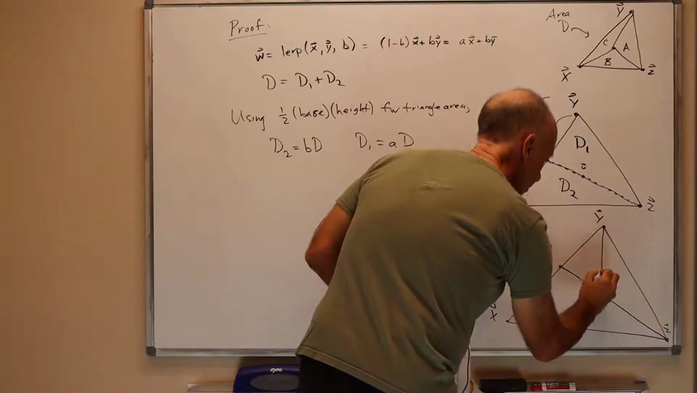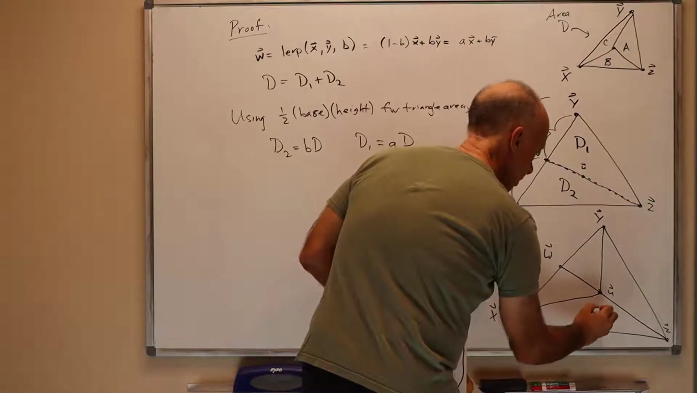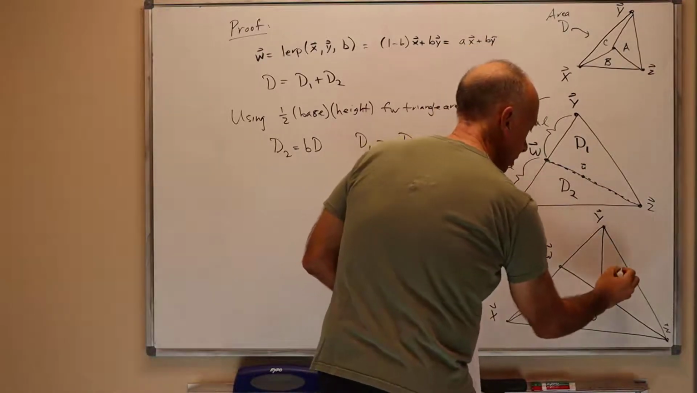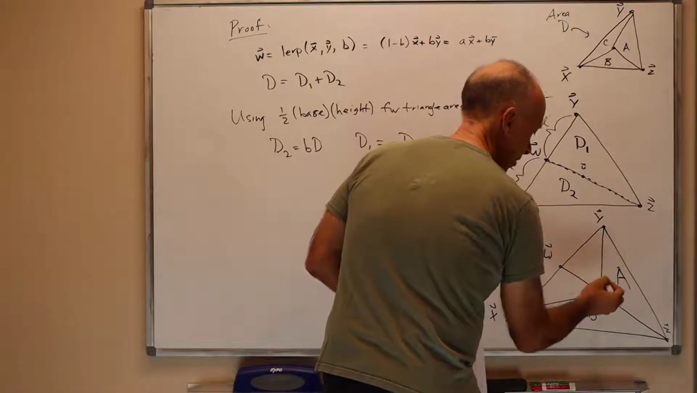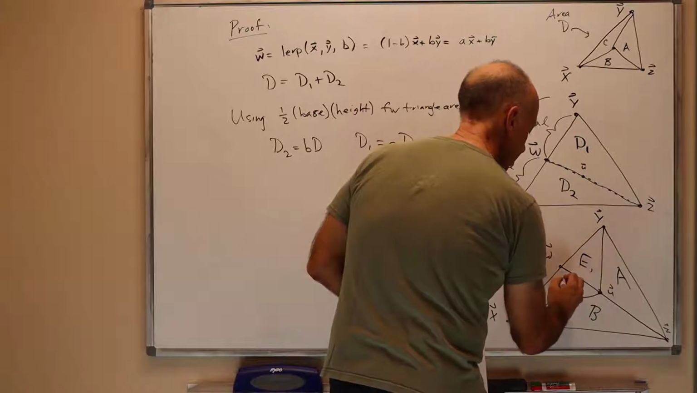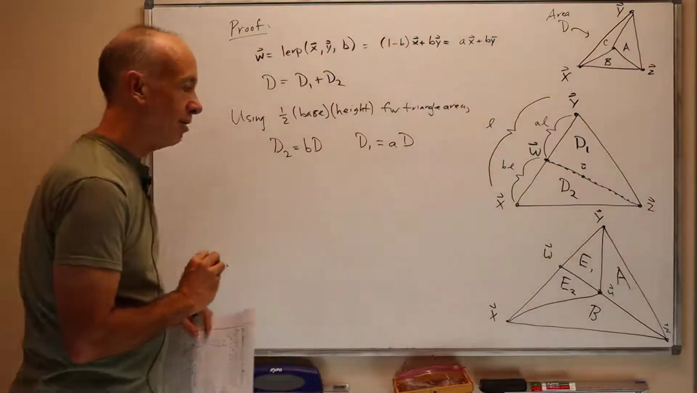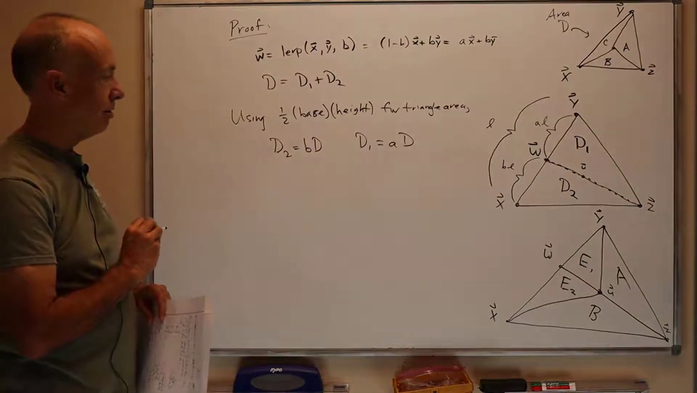And now we're going to form yet more triangles. This is the triangle B, the one opposite Y. This is the triangle A with area A, the one opposite X. I'll call this one E1, and this triangle E2. So I'm using E1 and E2 also as the names of the areas of those triangles.